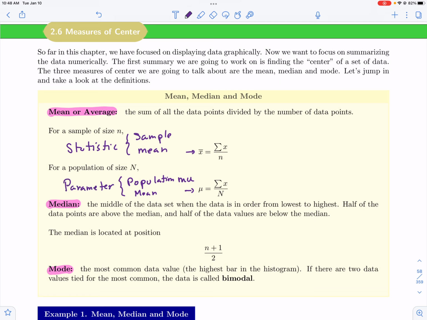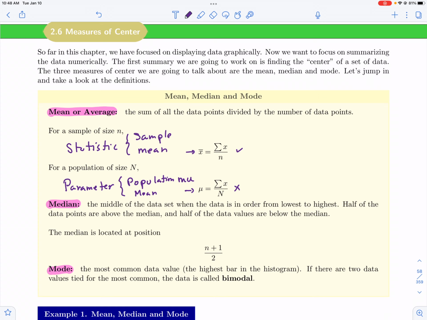Again, it's not very likely that we're going to know the whole entire population, so it's very rare that we're going to actually calculate the population mean by hand. For the most part, we're usually going to use our sample mean. But if you notice, there's really no difference between the two formulas other than a small n and a capital N. Other than that, they're the same.